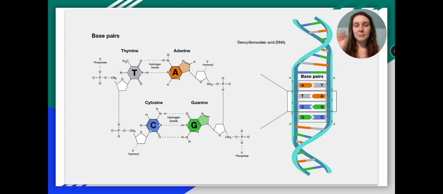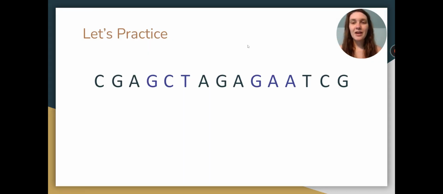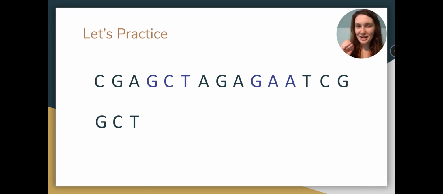All right, moving on. Let's actually practice with this base pairing business. We're going to do the ones that are black here first. So CGA. What does C pair with? What does G pair with? And then what does A pair with? Okay, that'll give us our first sequence, right? GCT. Next, we have GCT. So what are we going to have in our complementary strand of DNA? CGA. Next, we have AGA.